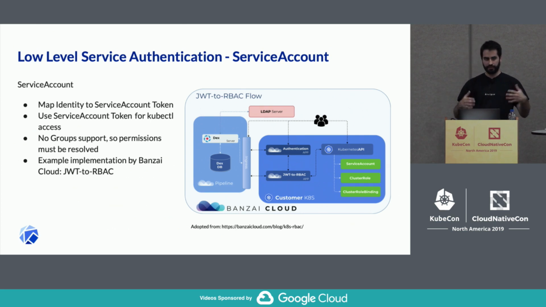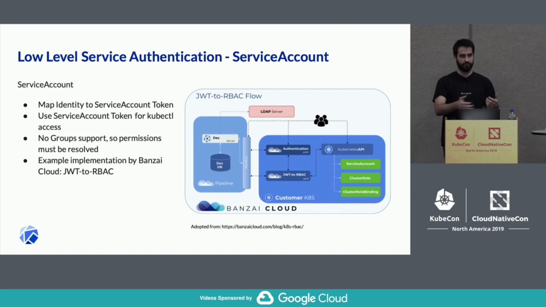So essentially what happens is when a user comes, we take the user's identity and we map it to a set of permissions. And we give those permissions to a service account and give the service account token to the user. And this mapping is done by a software called Jot to RBAC. It's developed by Banzai Cloud, and it's definitely a very interesting approach, which will also work in every cluster.